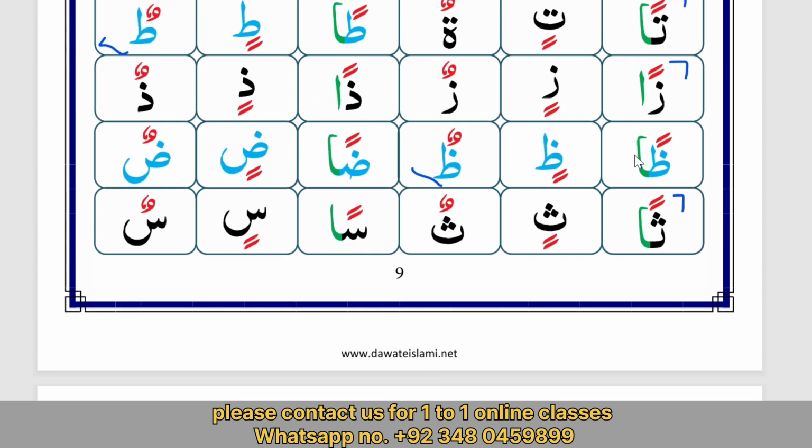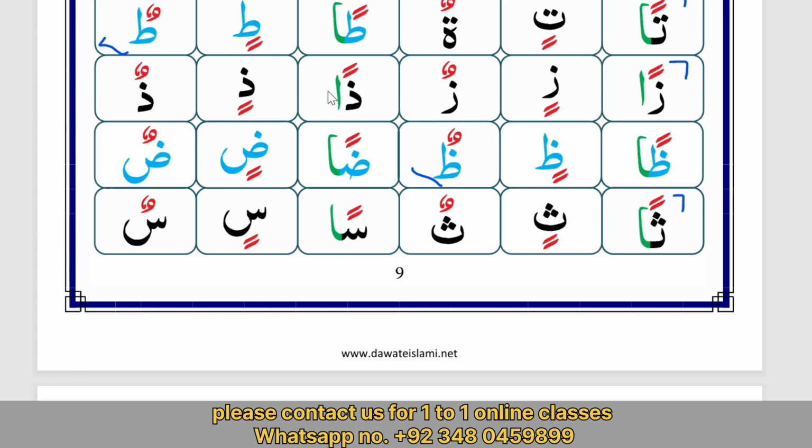And these three letters, zal, za and la, are also similar sound letters. So make a clear difference between these three letters. This letter will be pronounced with a whistle. Za do zabar zan, alif will not be pronounced. Za do zer zin. Za do pesh zun. Zan, zin, zun. And this letter will be pronounced without whistle.